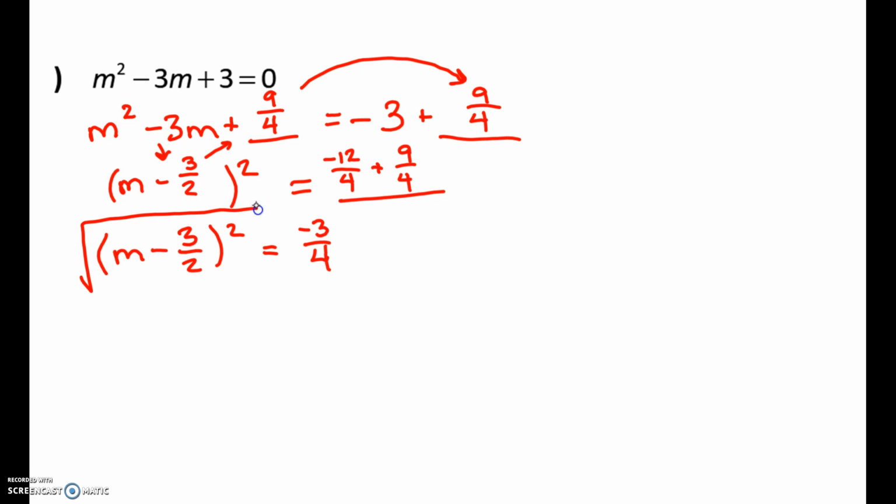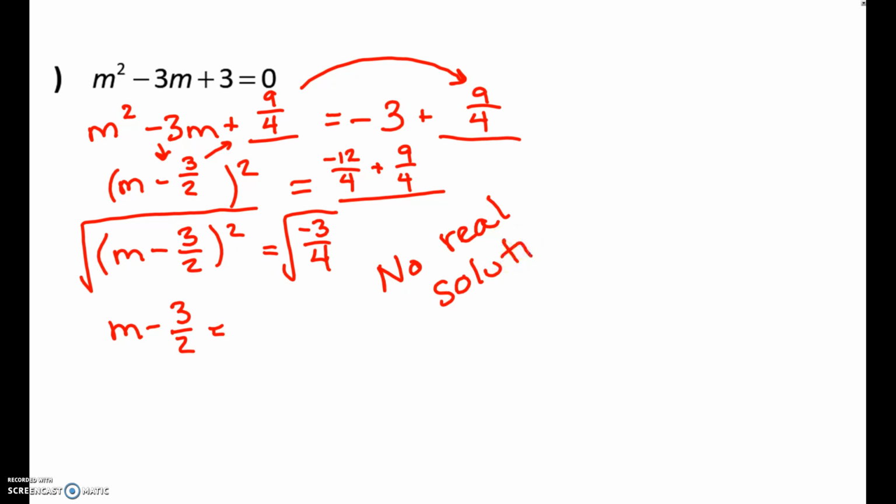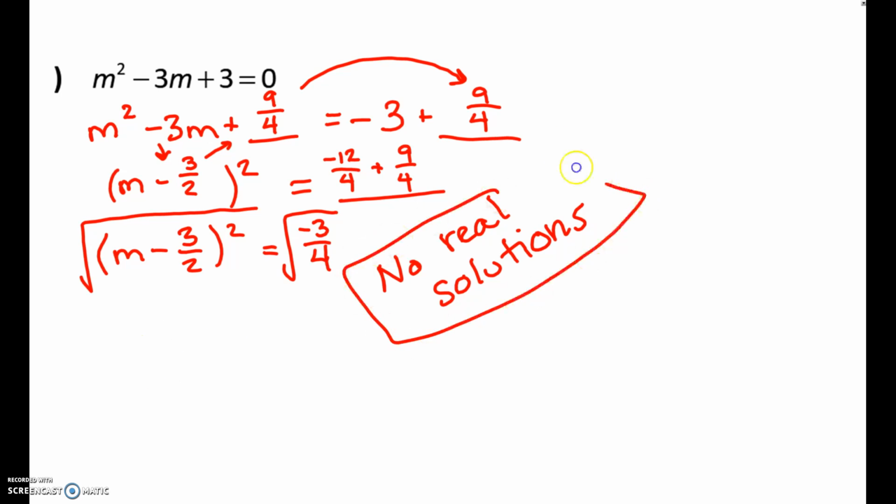I'm now going to take the square root of both sides, and I get m minus 3 over 2 is equal to plus or minus, oh wait, can I take the square root of a negative number? No, I cannot. So we stop here and we recognize that here we have no real solutions, right? Because we can't take the square root of a negative number. But we were on our way, right? So there we go.